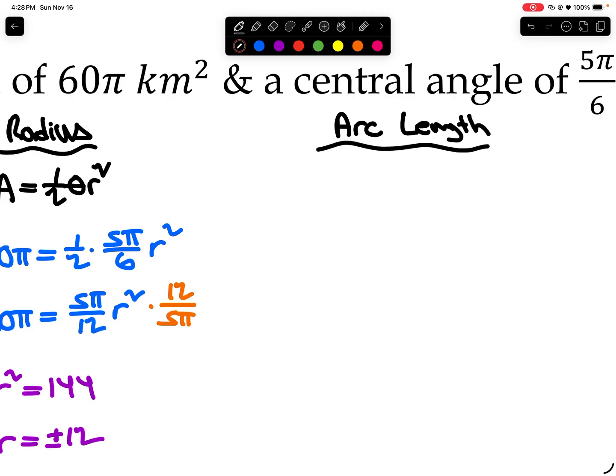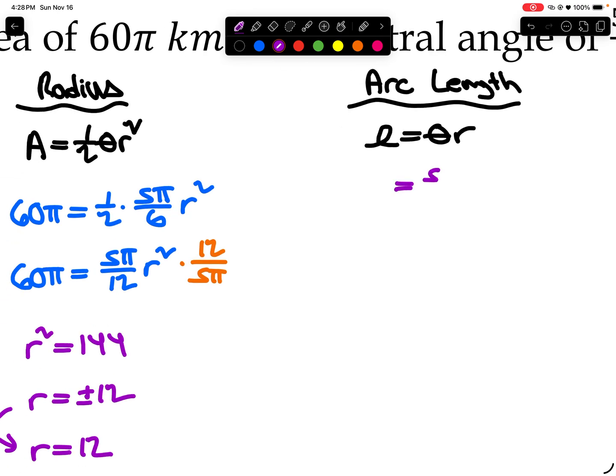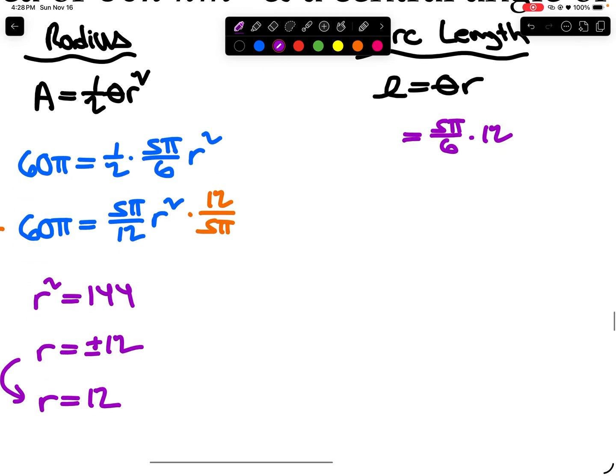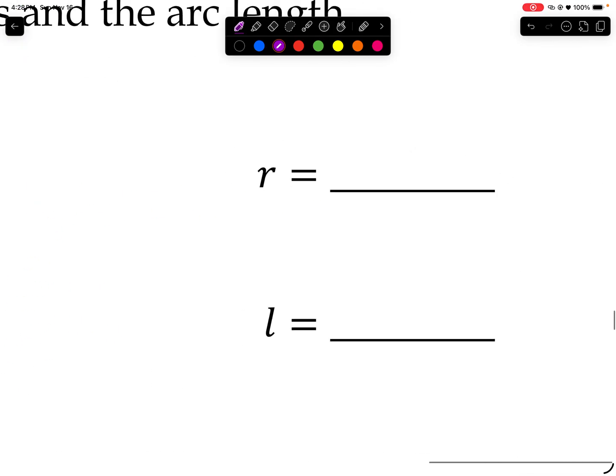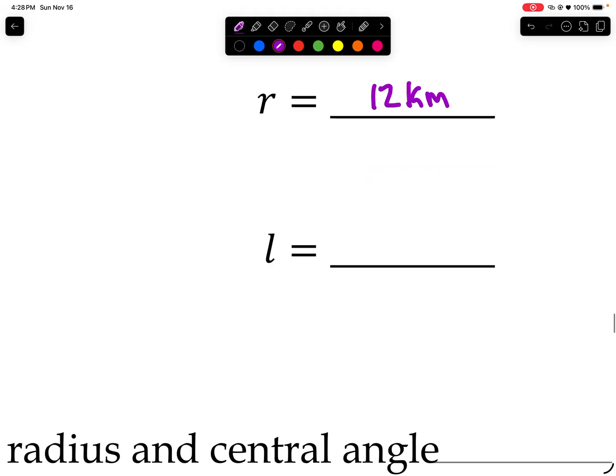Okay, so for the arc length, as we know, it's going to be L equals the central angle times the radius. So the central angle, which we know to be 5 pi over 6. And now we know the radius, which is 12. So 12 divided by 6, which is going to be 2. 2 times 5 pi, which is going to be 10 pi. So we're looking at 10 pi kilometers. So your radius is going to be 12 kilometers with an arc length of 10 pi kilometers.